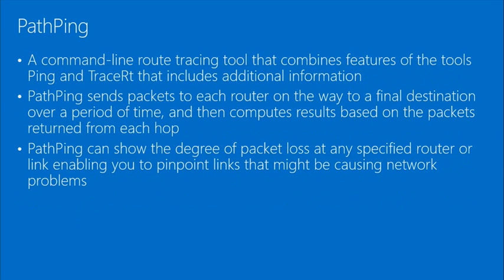PathPing, a command line routing tool that combines features of basically Ping and TraceRt, including some additional information. It sends packets to each router on the way to the final destination, and then computes results based on the packets returned from each hop. A hop is basically crossing a router or a router device. PathPing can also show the degree of packet loss at any specified router, so this can give you a little bit of troubleshooting information.